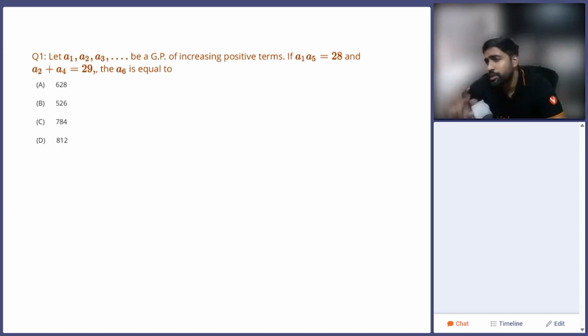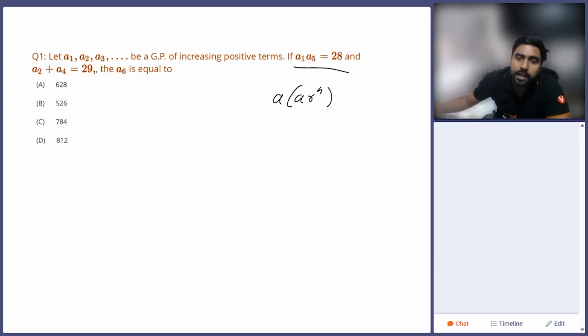Geometric progression question. There are only two things that you need to think about: the first term A and the common ratio R. So over here, what is the condition? We have A into AR power 4, the fifth term, is equal to 28. So you have A square R power 4 equals 28. All right, let's keep it as it is for now. Let's look at what else we have.